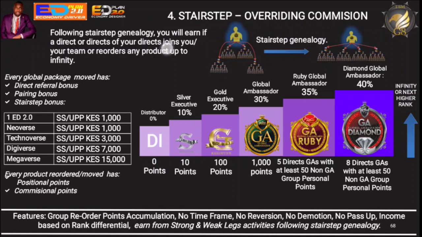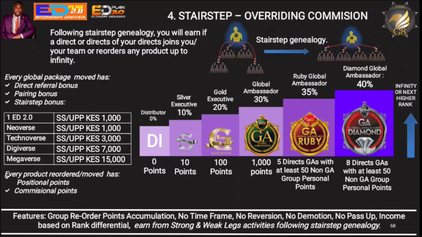Okay, so following stair-step genealogy, you will earn if a direct or directs of your directs joins your team or reorders any product, up to infinity. So this is you there. Maybe that is your first team down there, and then you brought a spillover. That spillover you brought belongs to your stair-step genealogy. When we unfold the network and arrange them according to the stair-step genealogy, this is what happens. All the people who joined you as direct are put on one level. The ones who joined your directs as their directs are put on the next level, like that. So that is what happens, okay?